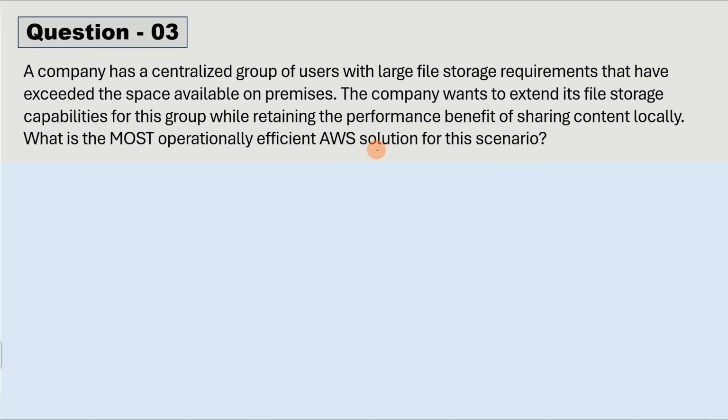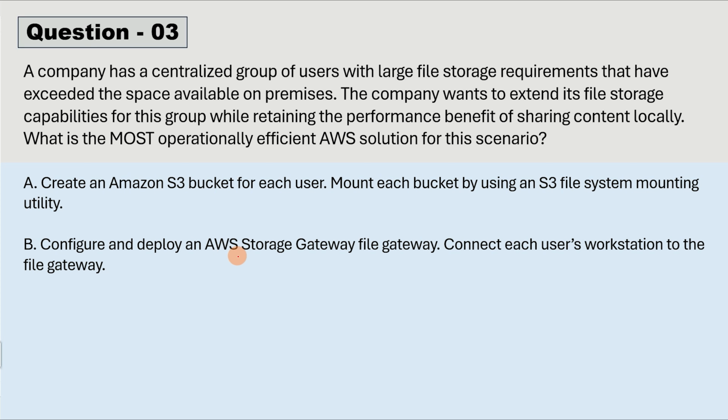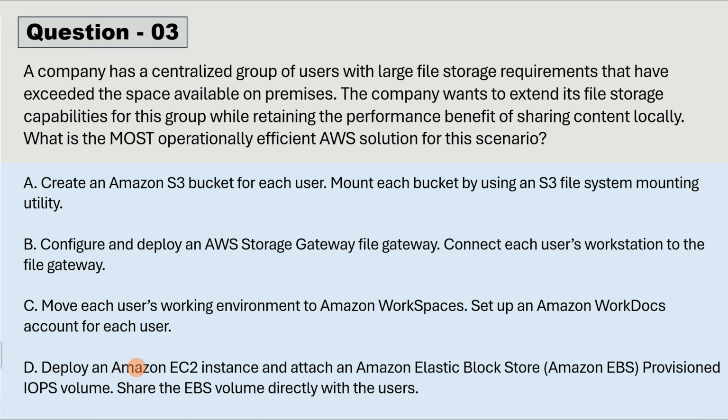Here are the options. Create an Amazon S3 bucket for each user. Mount each bucket by using an S3 file system mounting utility. Option B. Configure and deploy an AWS Storage Gateway file gateway. Connect each user's workstation to the file gateway. Option C. Move each user's working environment to Amazon WorkSpaces. Set up an Amazon WorkDocs account for each user. Option D. Deploy an Amazon EC2 instance and attach an Amazon Elastic Block Store, that is Amazon EBS, provisioned IOPS volume. Share the EBS directly with the users. So these are the options. Take your time to guess the correct answer, and as the options are longer, you can take longer time, no issues.